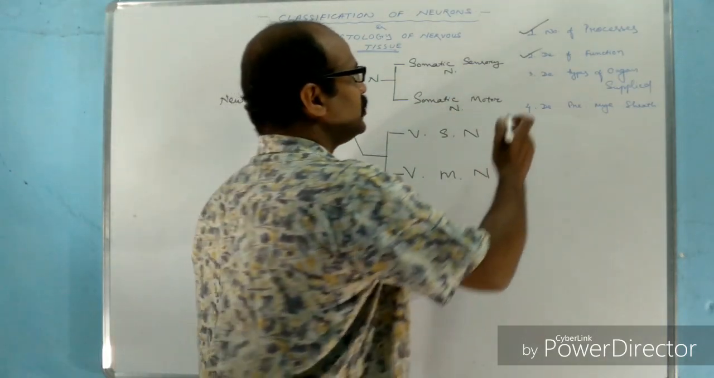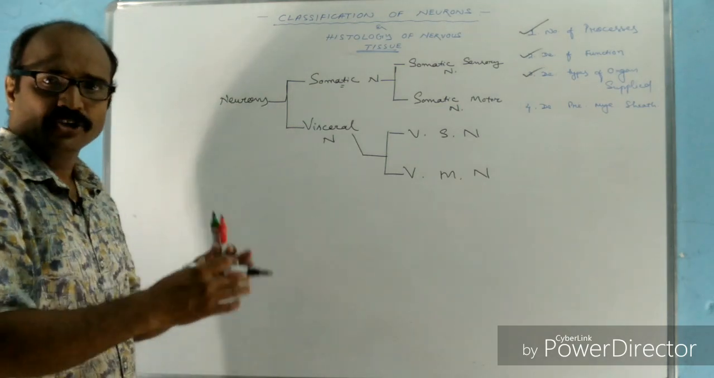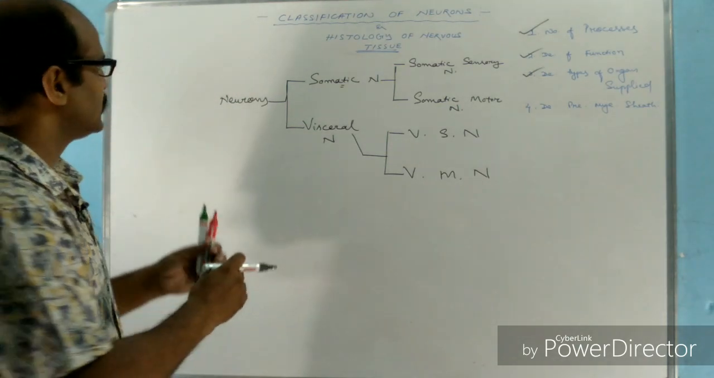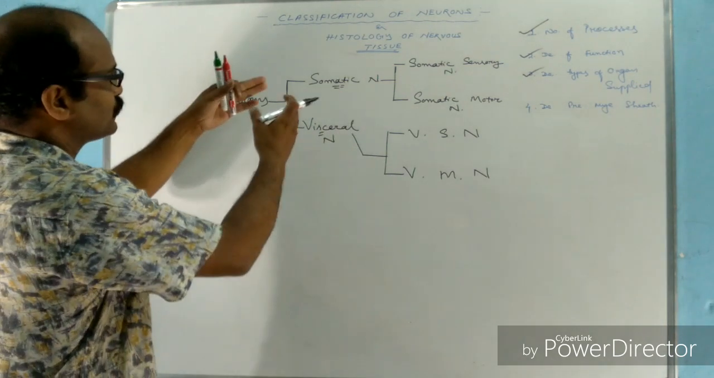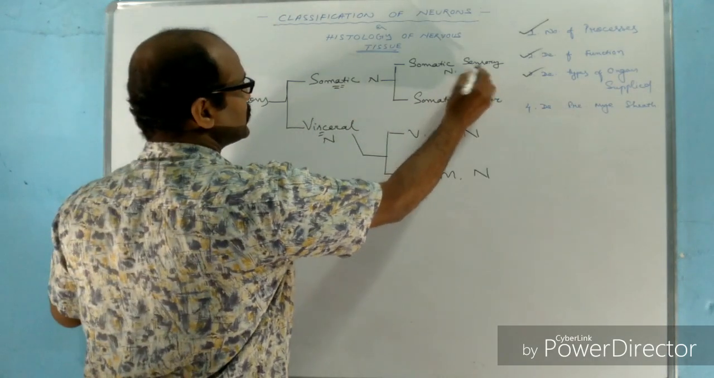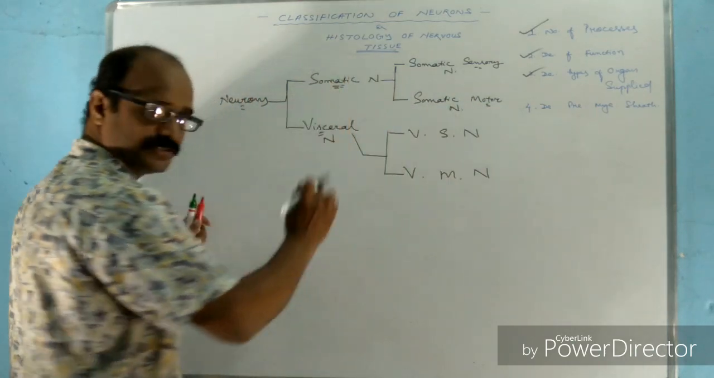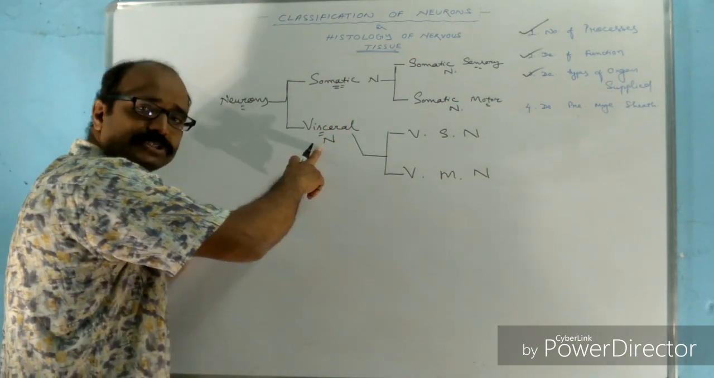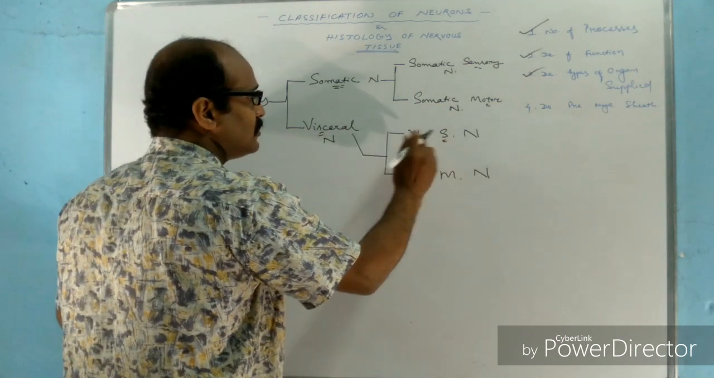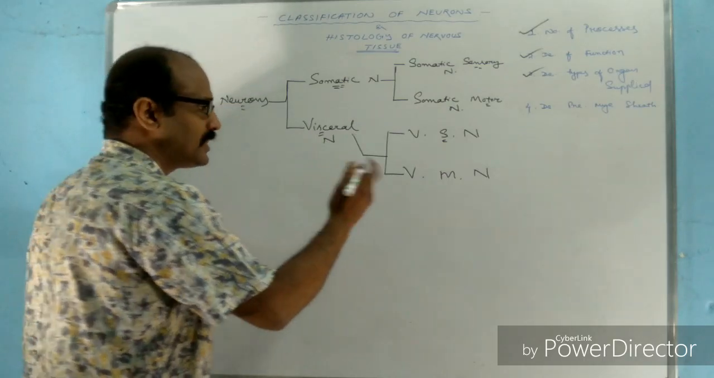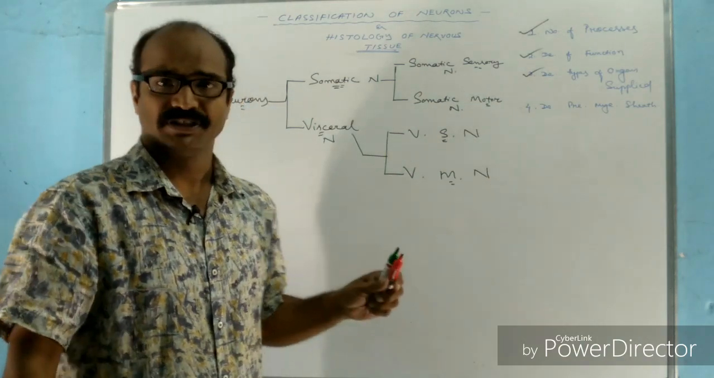So, depending on the organs where they are supplied, the neurons are of two types, somatic and visceral. If the somatic neuron acts as a sensory, it is known as somatic sensory. If it acts as a motor, it is known as somatic motor neurons. If the neurons supply the visceral organs, they are known as visceral neurons. If they act as sensory, they are visceral sensory neurons. If they act as a motor, they are visceral motor neurons.